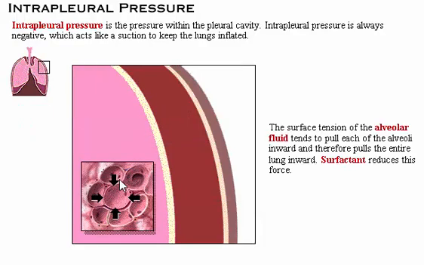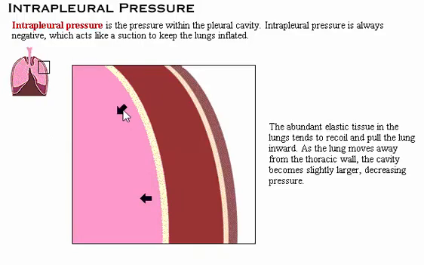The surface tension of the alveolar fluid tends to pull each of the alveoli inward and therefore pulls the entire lung inward. Surfactant reduces this force. To see the effect of its elastic tissue, click the lung. The abundant elastic tissue in the lungs tends to recoil and pull the lung inward. As the lung moves away from the thoracic wall, the cavity becomes slightly larger. The negative pressure this creates acts like a suction to keep the lungs inflated.